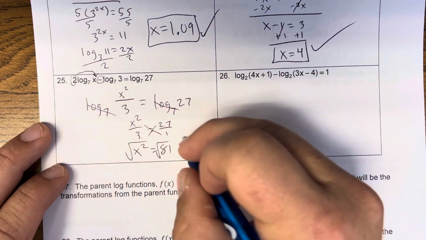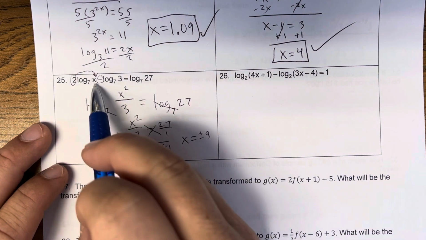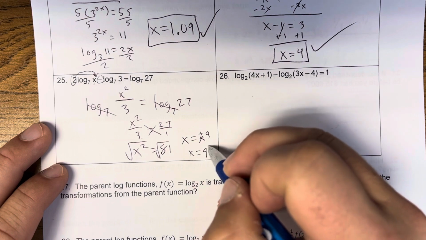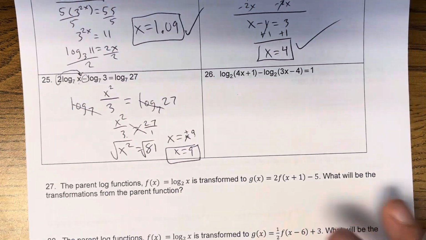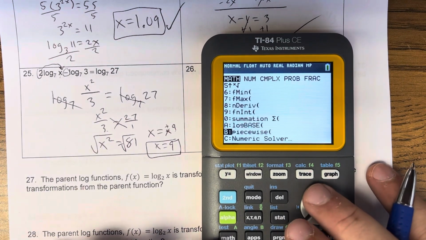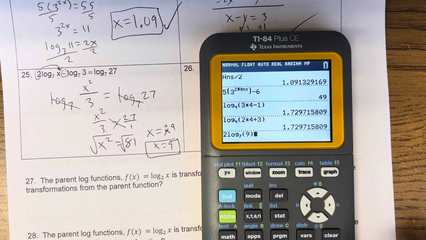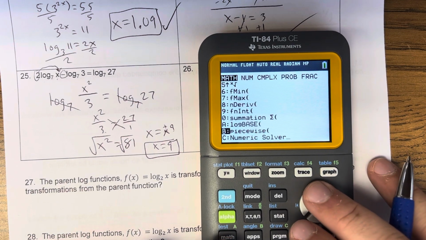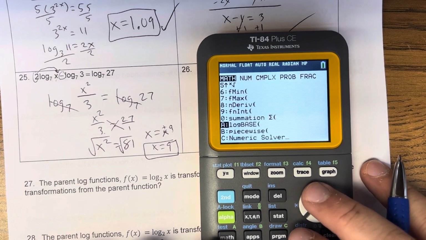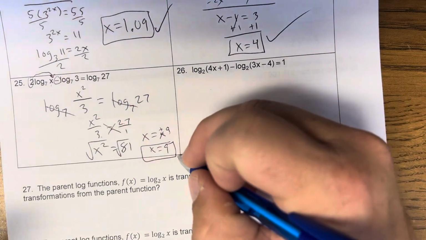Square root x squared. And x technically would be plus or minus 9. But when I plug in negative 9 into that x, I can't take a log of a negative. And so x is just going to equal 9. And when I plug it in to check it, I'll have 2 log base 7 of my x of 9 minus log base 7 of 3. On the other side, we have log base 7 of 27. They equal the same thing. Check.